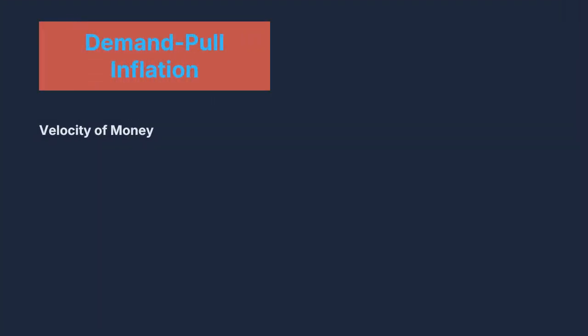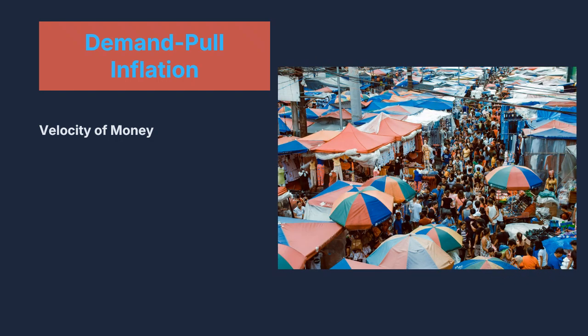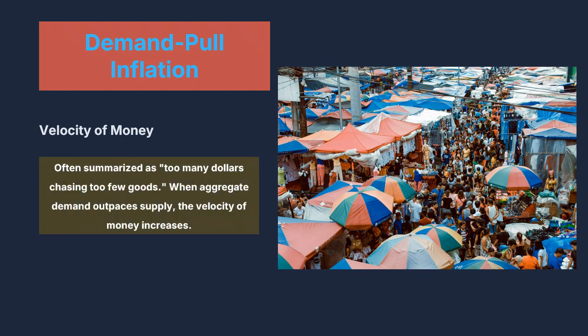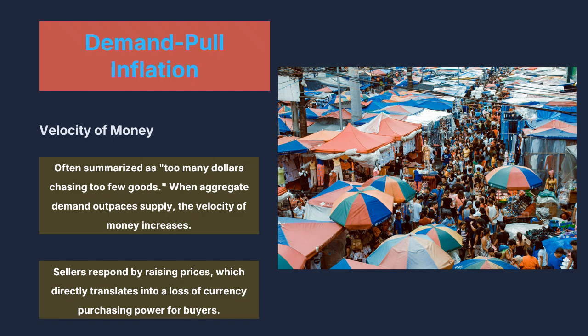Demand pull inflation. Now, what drives this? The first driver is demand pull inflation. This occurs when the velocity of money increases, essentially, too many dollars chasing too few goods. When aggregate demand outpaces supply, sellers naturally raise prices. This market reaction directly transfers wealth away from the buyer by reducing what their currency can secure.